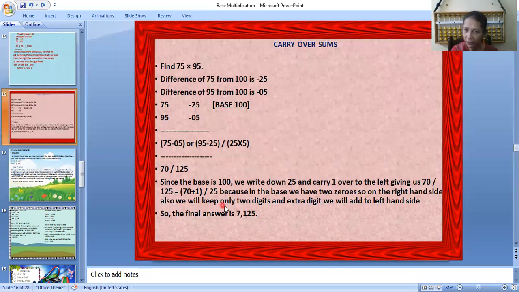So also we will keep the 2 digits only, and the extra 1 we will add to the 70. So here 70 plus 1 is equal to 71. I have written it here, and 25 is here. So we will put these numbers together, and like this we will get our final answer.